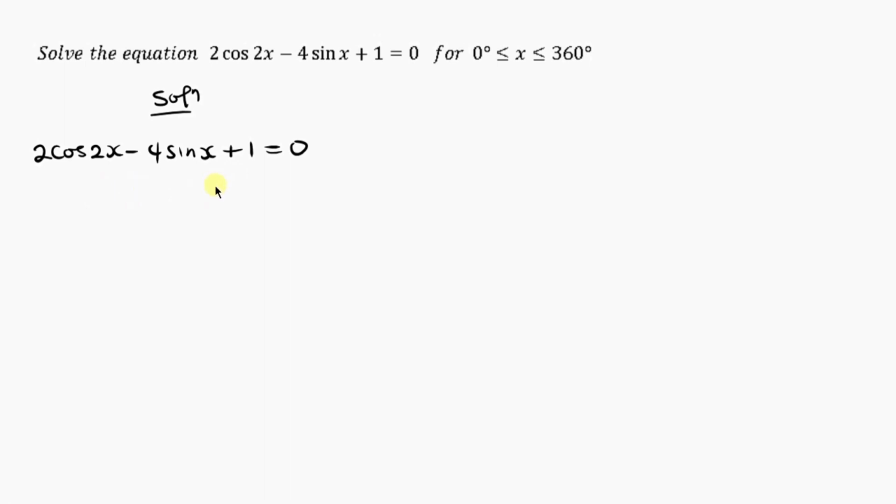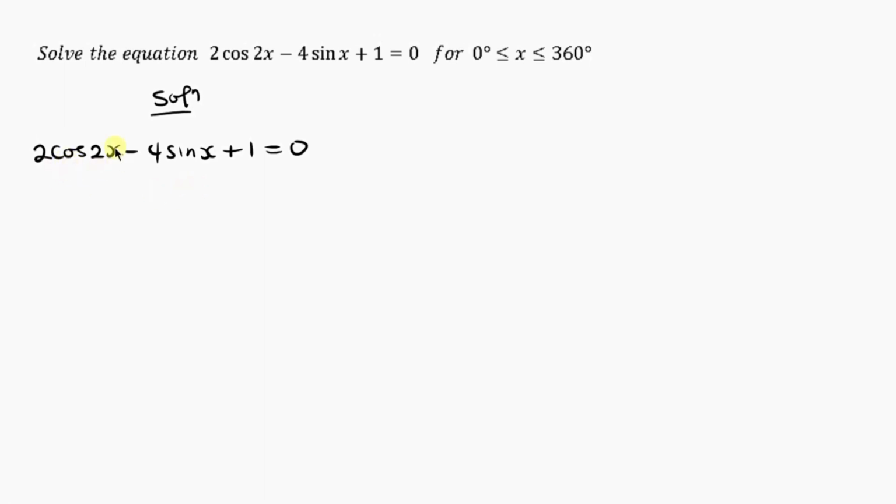But now look at this question. I have cos 2s and I have sin s. That means I have mixed trig ratios. There are two trig ratios here. One is cosine and the other one is sine. So we must find a way to make it a single trig ratio. So how do we do that?